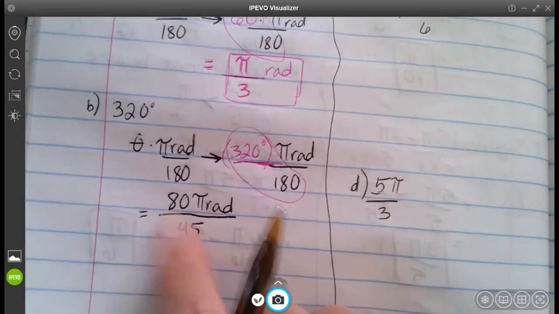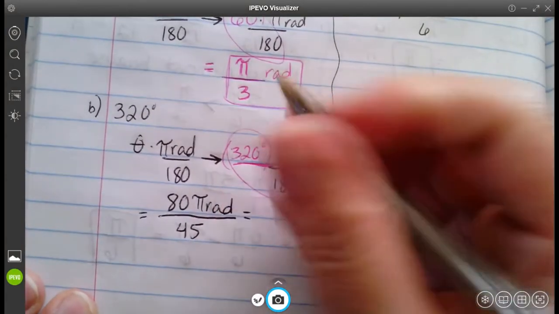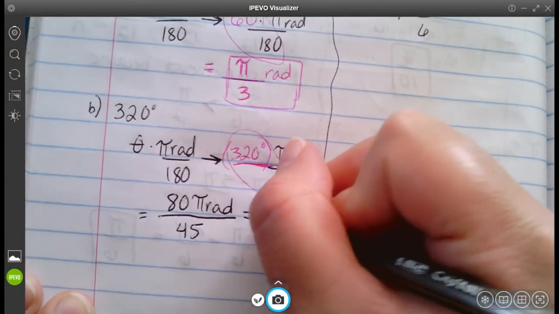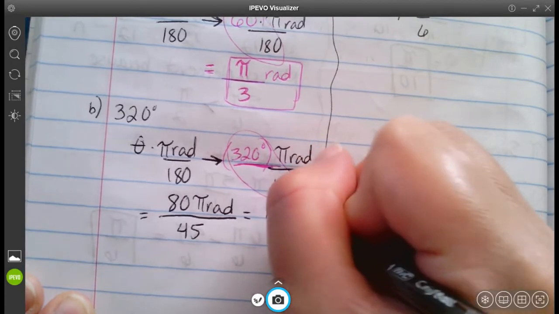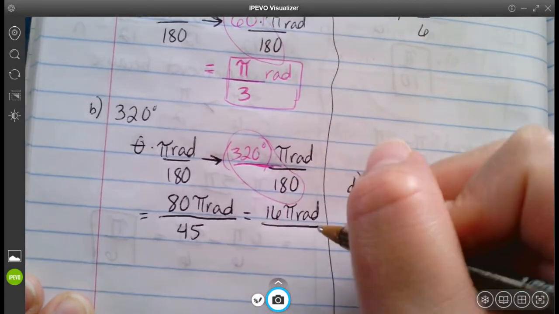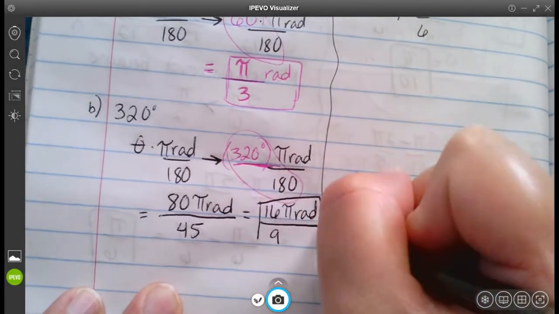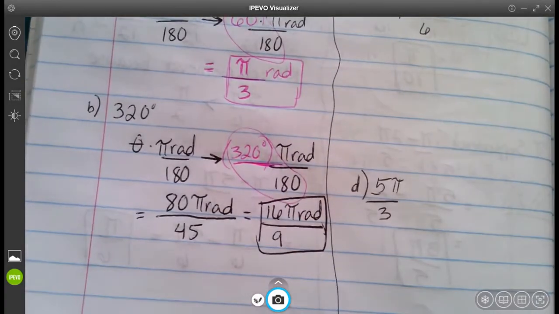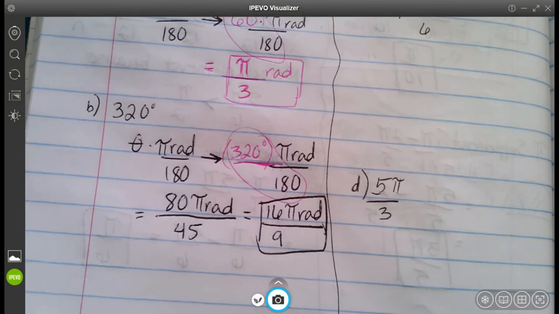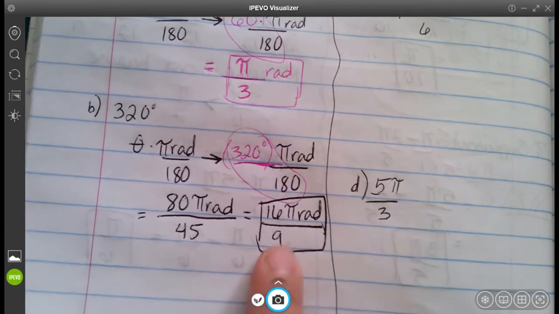I can probably still simplify that, because I can divide both of these by 5. So 80 divided by 5 is 16, and 45 divided by 5 is 9. So 16 pi radians over 9 is our answer for that one. Of course, you can use a calculator to help with the calculations. That is okay. You just don't want decimals, you want fractions.